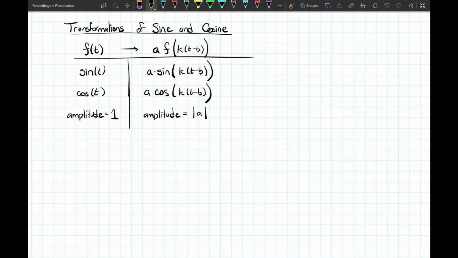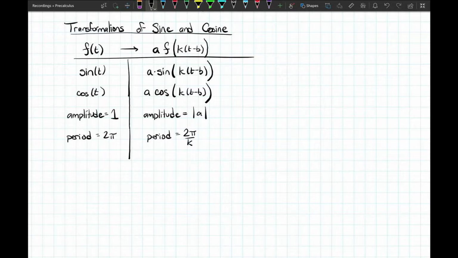So we know the old period is 2 pi. That means that for our transformed graph, if k is larger than 1, the period is shrunk. If k is smaller than 1, the period is stretched. And the new period is 2 pi over k.